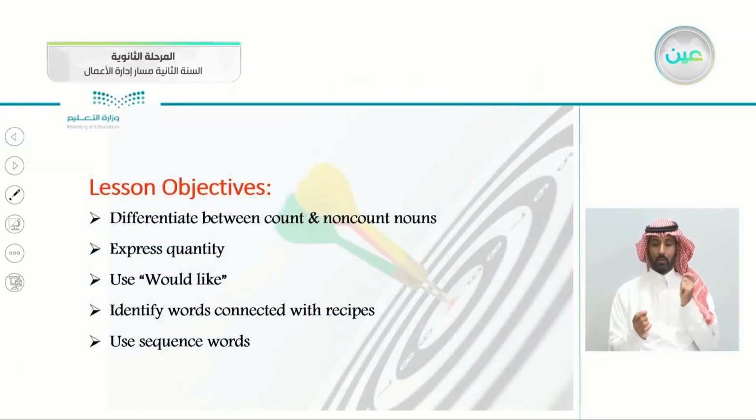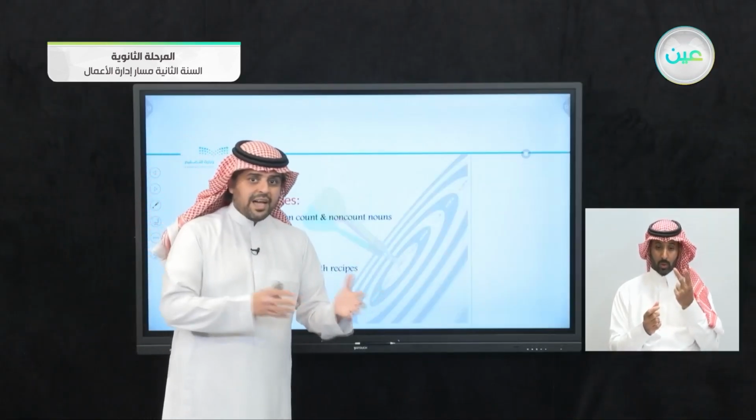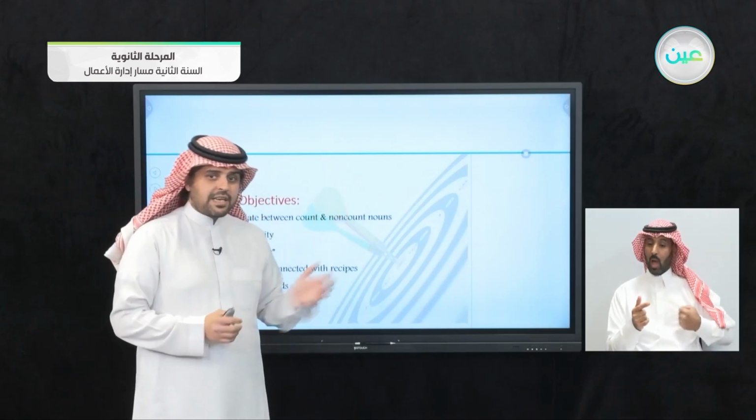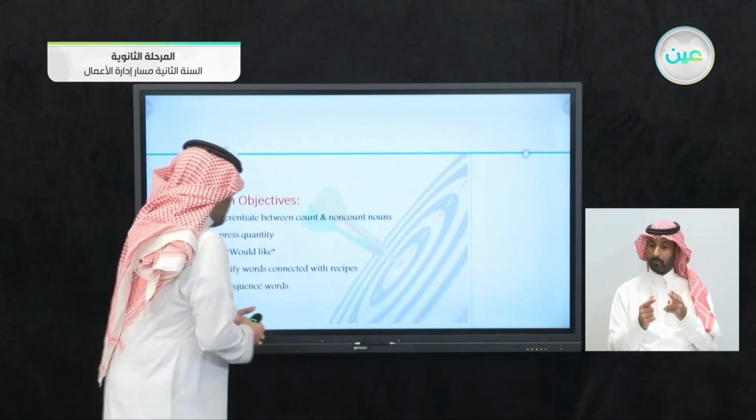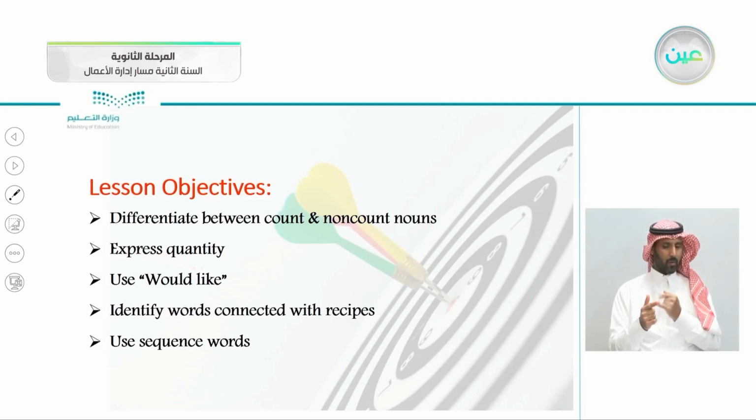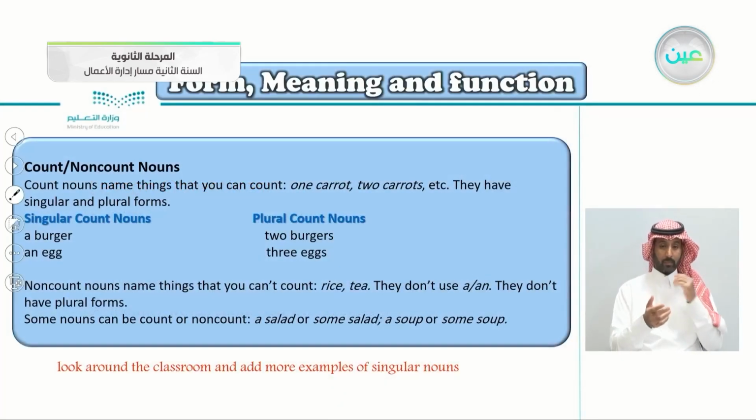So these are today's objectives for form, meaning, and function: to differentiate between count and non-count nouns. If you remember the nouns, there were two kinds: countable and uncountable, or as it says here, count and non-count. Express quantity, use would like, identify words connected with recipes, use sequence words. So let's begin the lesson here.